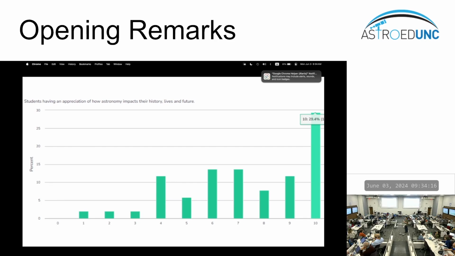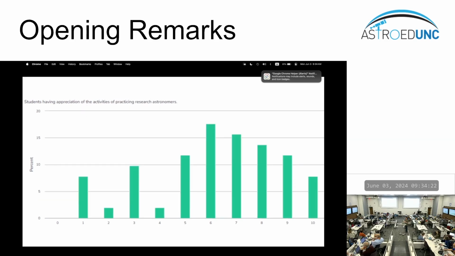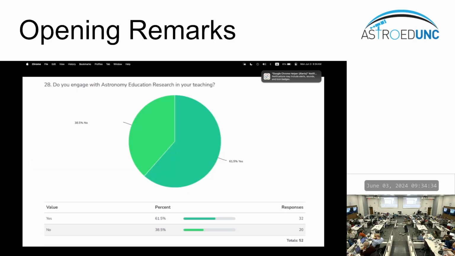But students having an appreciation of how astronomy impacts their history, lives, and future is relatively high. And students getting an appreciation of what the activities of practicing research astronomers are is kind of medium high. So, sorry for stumbling over that a little bit with the slides.